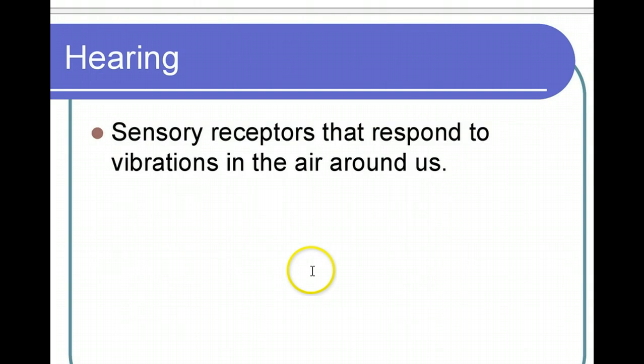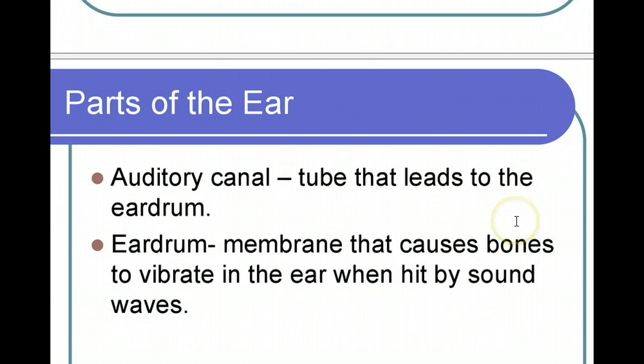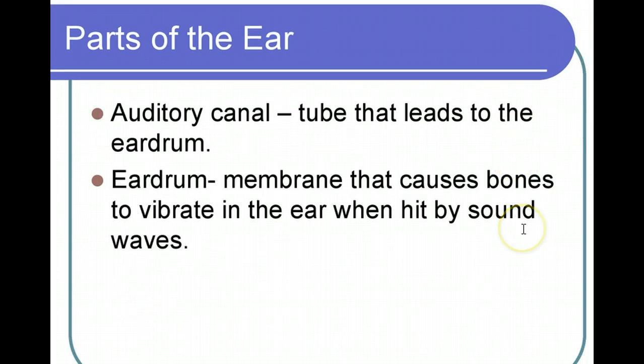air around us. Talking about some of the parts of the ear, the part of the ear that most of us are aware of, first of all, would be our auditory canal. And the auditory canal is the tube that leads from the outside of the ear to the eardrum. The eardrum is a membrane that causes the bones in the ear to vibrate when hit by sound waves.